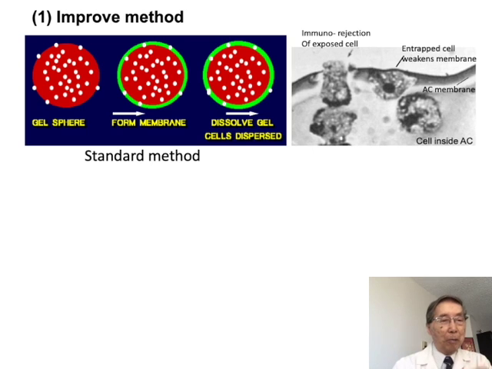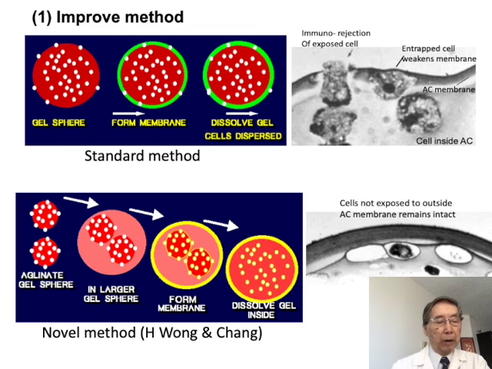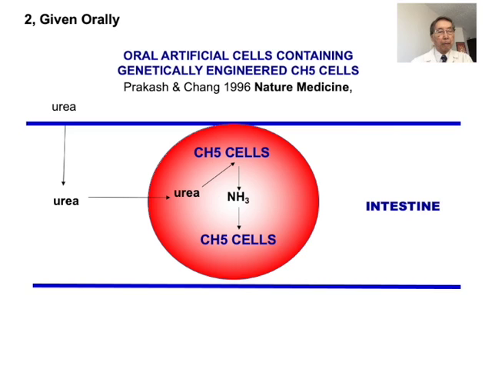One way is to improve the method and also to improve the polymer material. For instance, the standard method sometimes results in an imperfect membrane with exposure of the cell and weakening of the membrane also. We developed a new method that can make a perfect membrane with no exposure or weakening of the membrane.